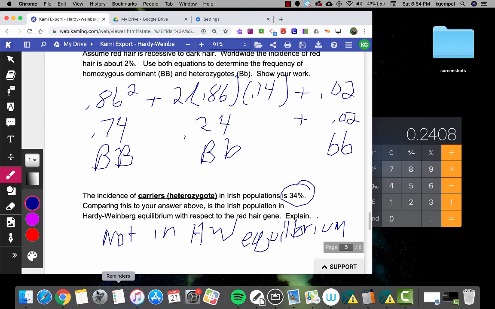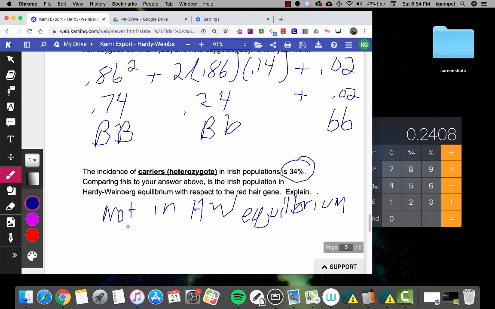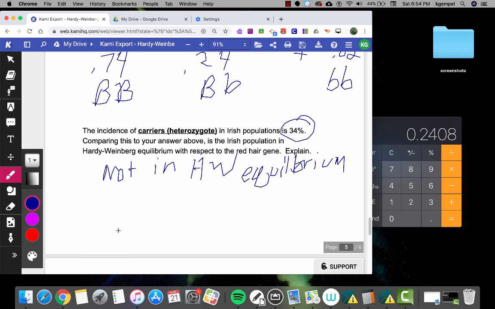So likely it was due to genetic drift or a founding effect, when a small set of individuals moved into a certain area. But maybe it was sexual selection. Maybe red hair was a preference or something. But again, we don't necessarily know what that factor is, but we know that one of those 5 things is happening. Likely more than one of them. Okay, so that's how you approach those problems.